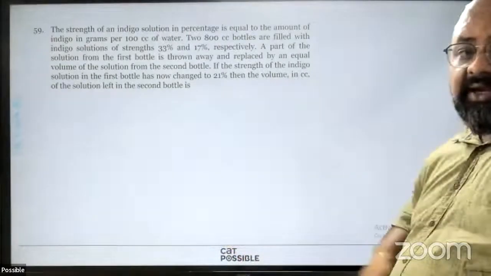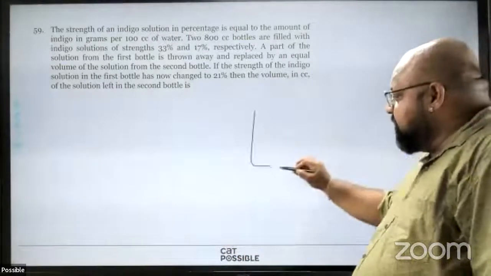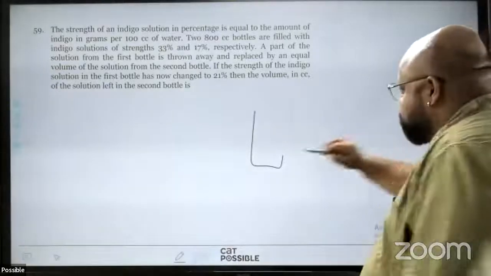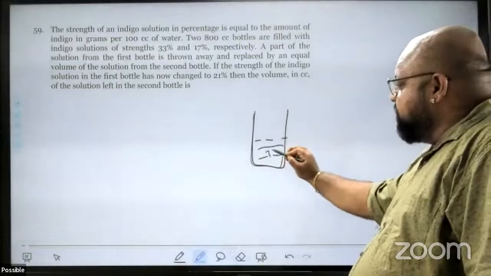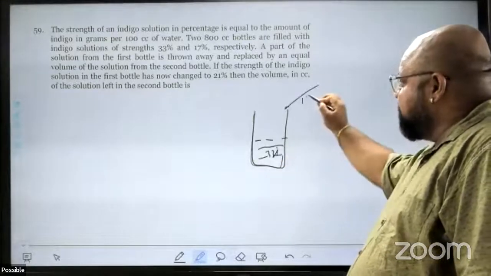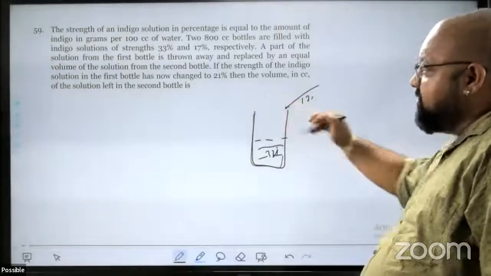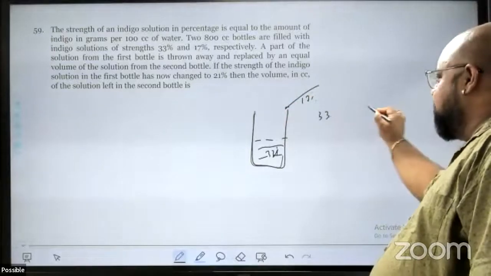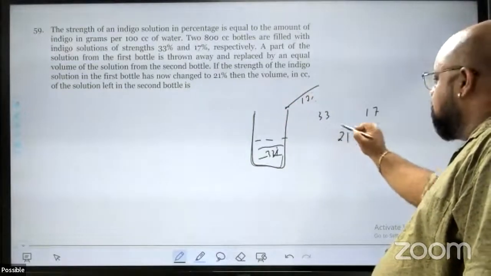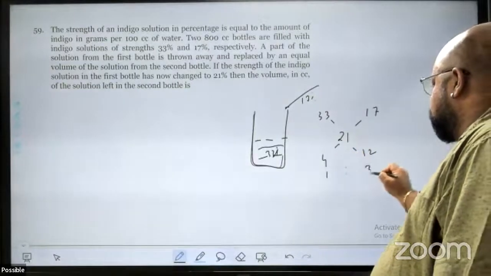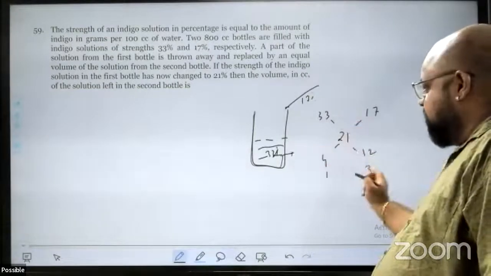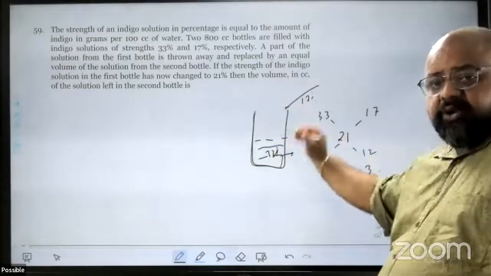Okay, so if I alligate, basically what has happened is, in the first bottle there was some solution which was 33%. To this I added 17% solution, therefore the strength has become 21. So if we alligate, this will come out to a ratio 1:3. That means here the total volume is 800.